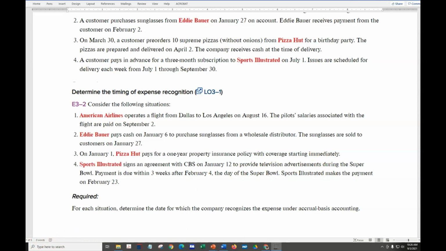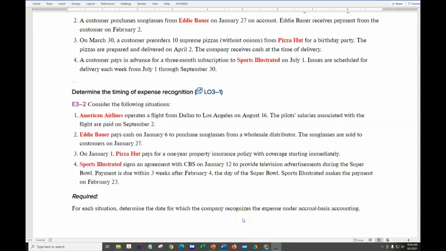On January 1st, Pizza Hut pays for a 1-year property insurance policy with coverage starting immediately. When does Pizza Hut recognize the expense on that property insurance? Well, they don't want to expense the whole year on January 1st when they pay it. What they would do is split that amount throughout the year, and they would recognize 1 month's worth of insurance each month. So they would divide it by 12, and they would have an expense of 1/12 each month. It would go into a prepaid insurance account, and we learned about those in Chapter 2.